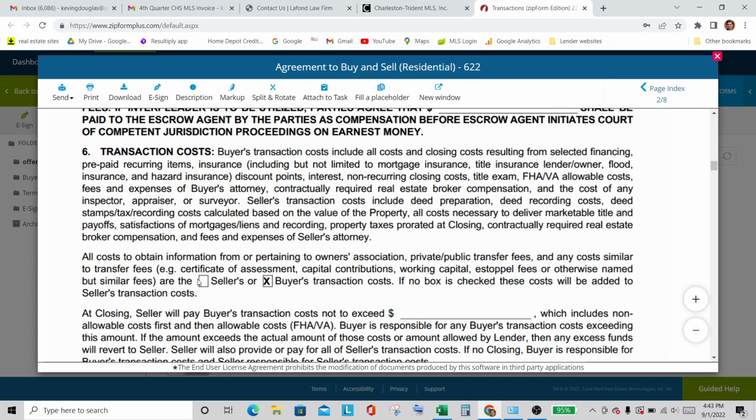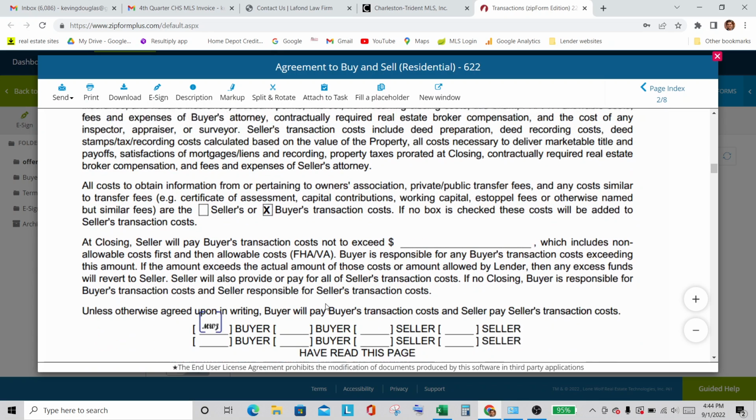So this paragraph here talks about if you're in an HOA and the HOA charges what's called a capital contribution. The person buying the house is normally going to pay that, but if you select seller, then the seller will be paying that capital contribution, or some HOAs call it a transfer fee. So it's just if it's an HOA, you need to be aware if there's transfer fees or capital contributions and select the appropriate box there.